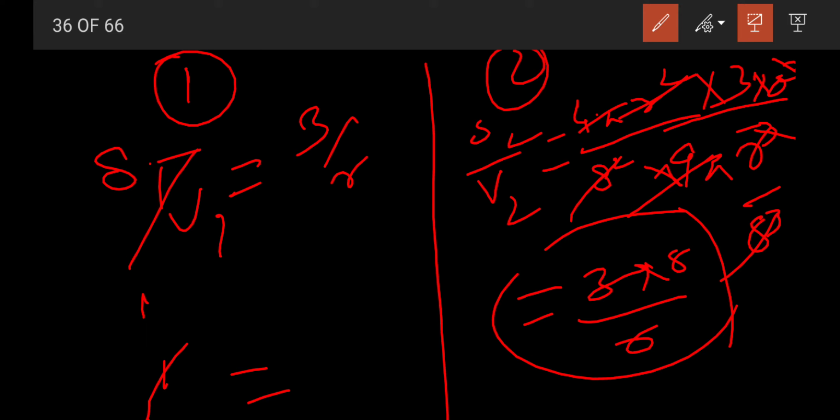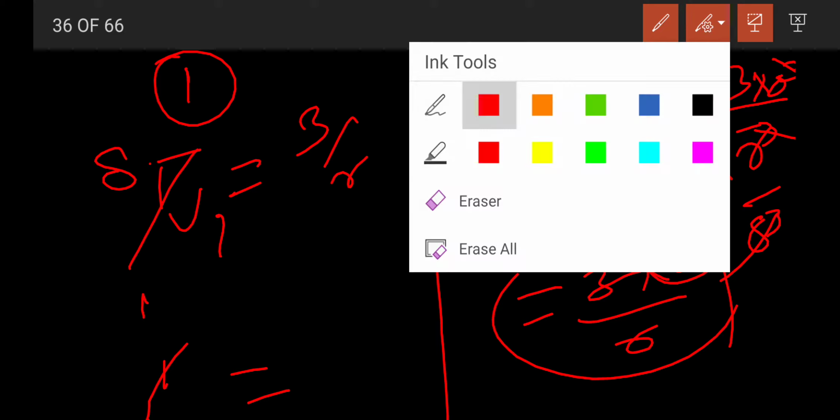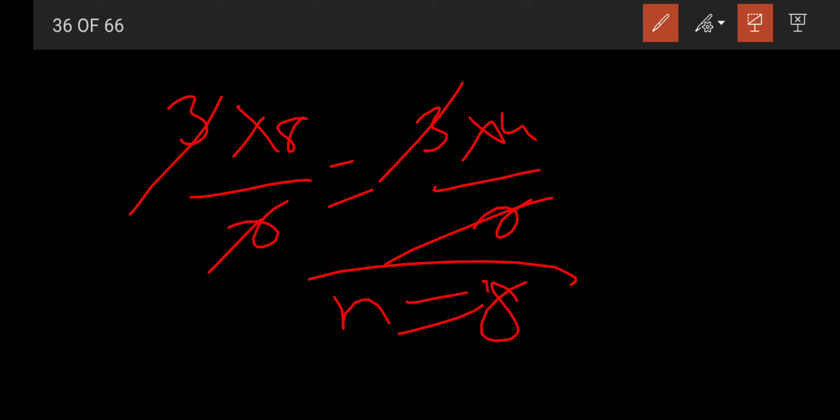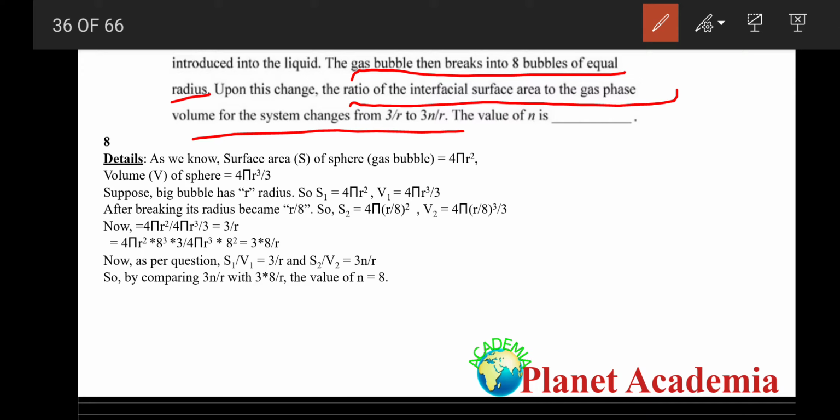So what is extra? 8 is extra. 8 multiplied is extra. This is the value of n, right? You can just compare. 3 into 8 by r equals 3 into n by r. Everything cancels, n equals 8. Okay, so this is the solution.